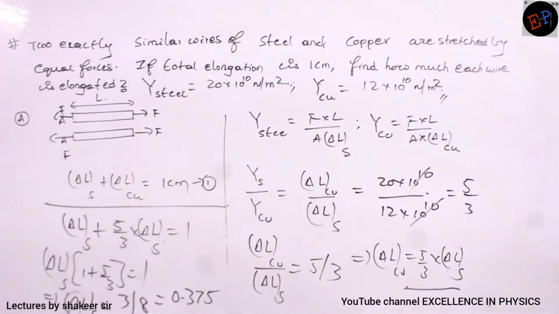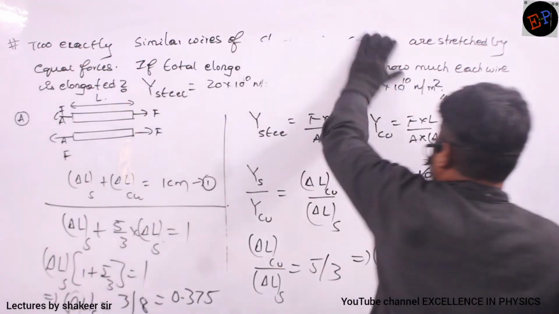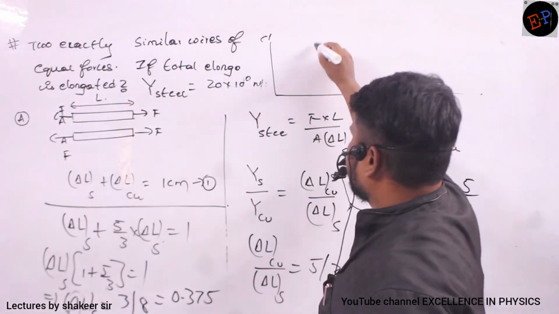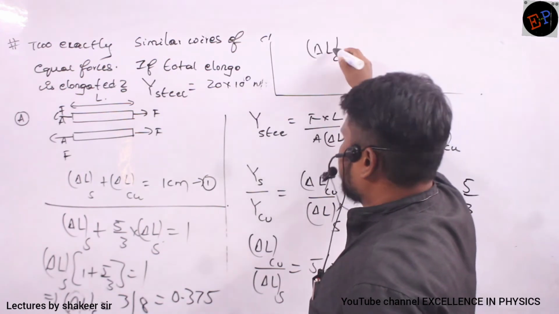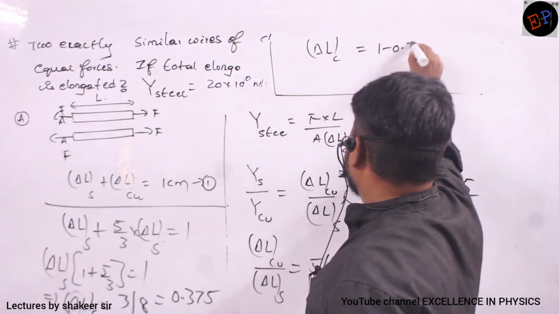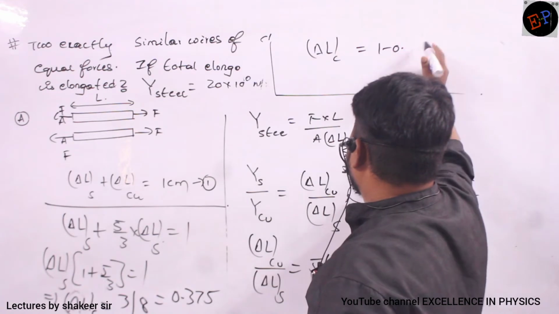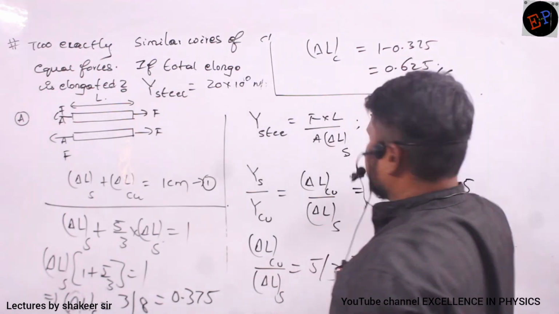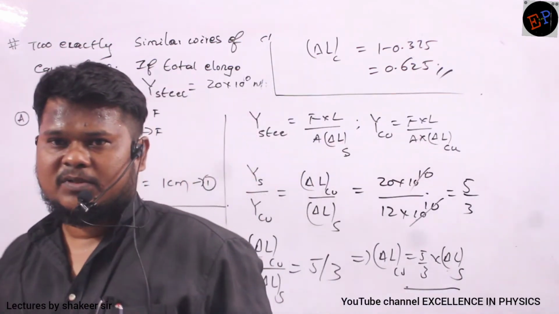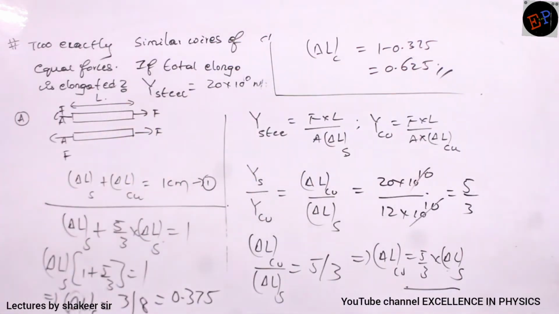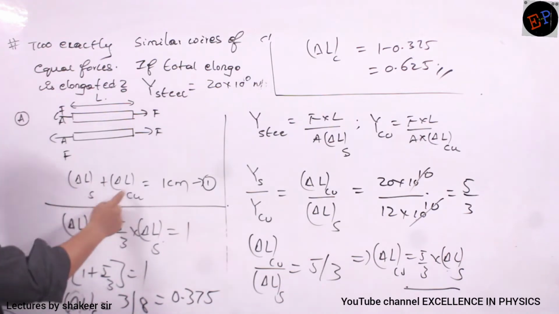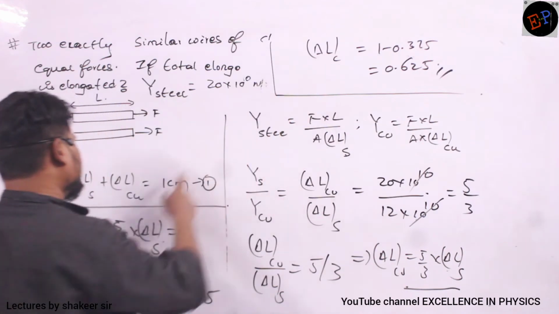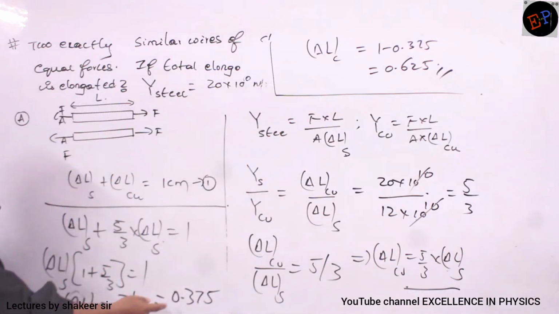Okay. So delta L of steel I got. And what is delta L of copper? Delta L of copper will be equal to 1 minus 0.75. 1 minus 0.375 is equal to 0.6. That is the max. Okay? Because this value is already given, no? Delta L steel plus delta L copper is 1 over. So therefore, delta L of copper will be how much? It is 1 minus delta L of steel. Delta L of steel we already have.